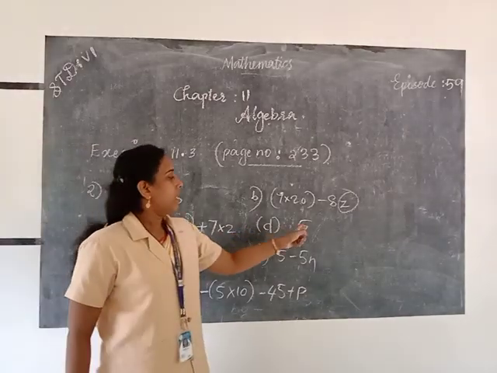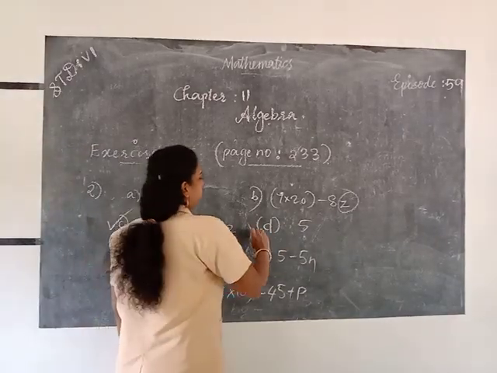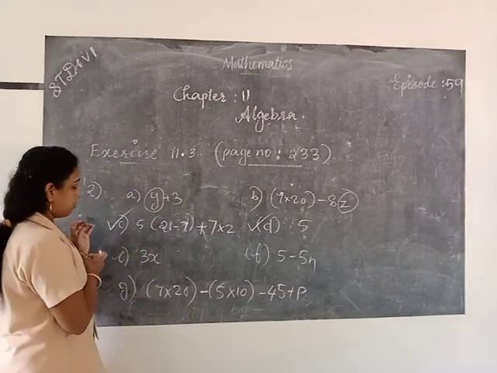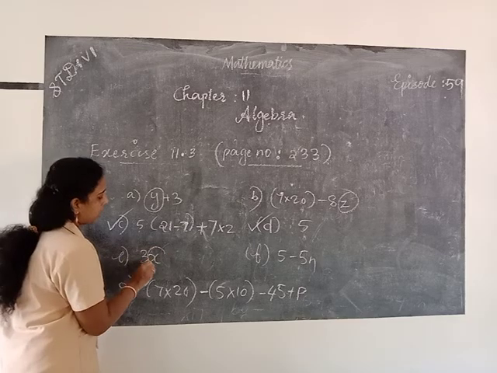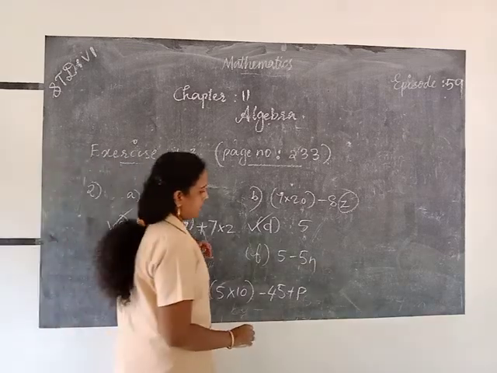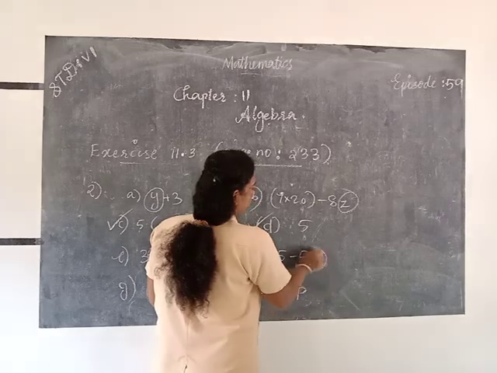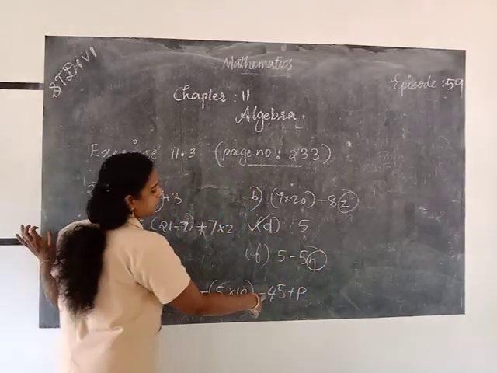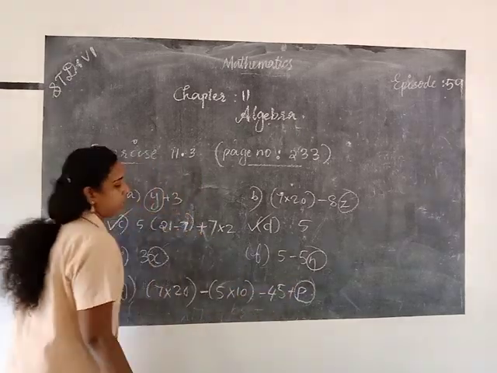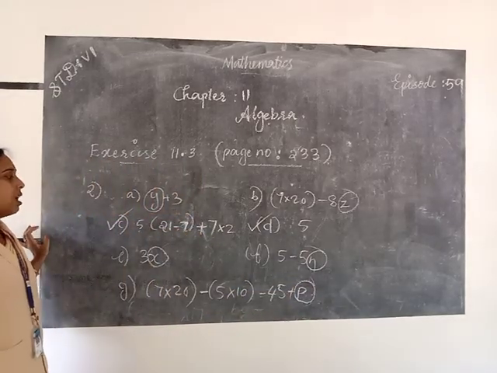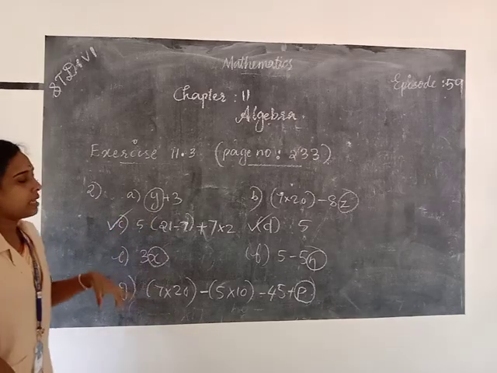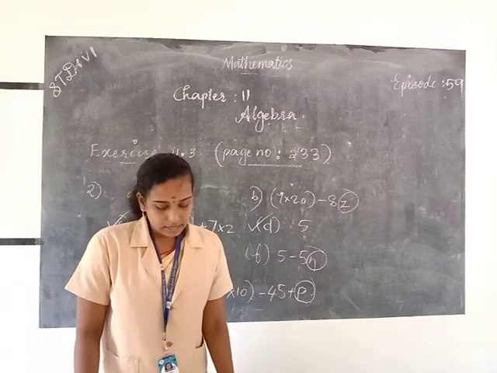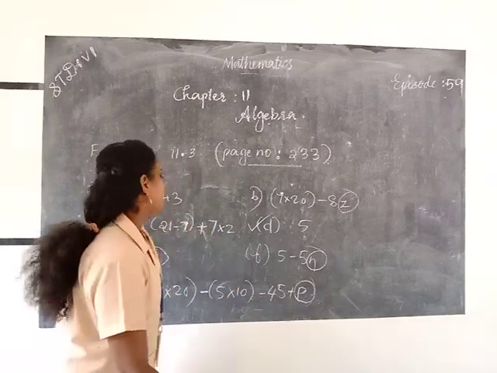Then d is a number only, so it's an expression with numbers only. And in expression e, 3 into x, here x is a variable. And here 5 into 5n, here n is a variable. And in 7 into 20 minus 5 into 10 minus 45 plus p, here p is a variable. So the answers are c and d. The expressions c and d are expressions with numbers only. So the answers are c and d.